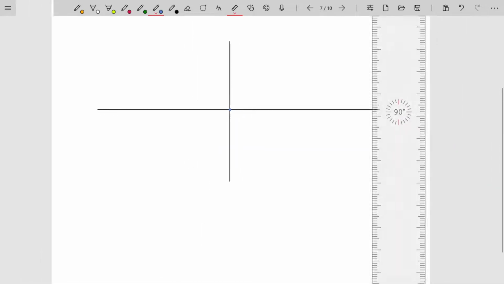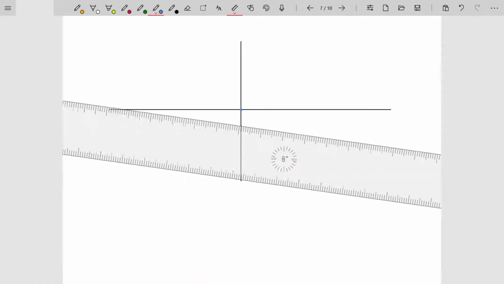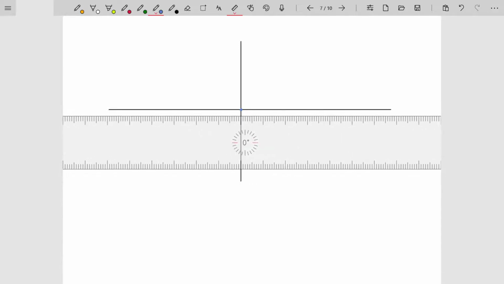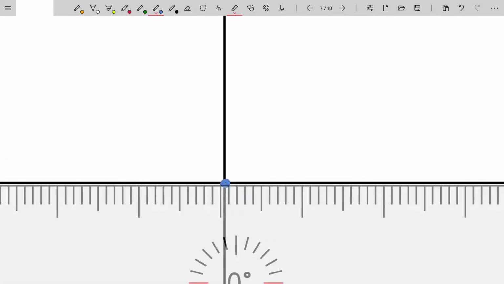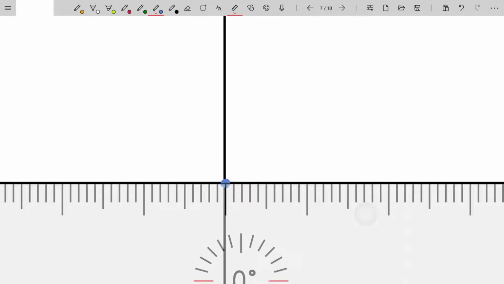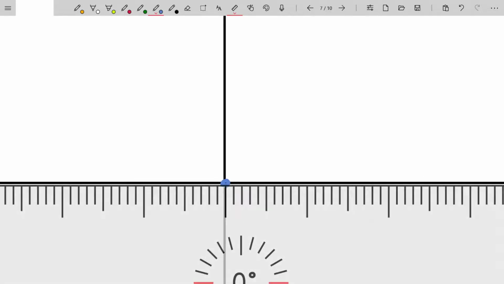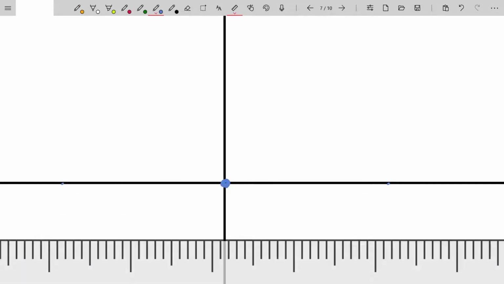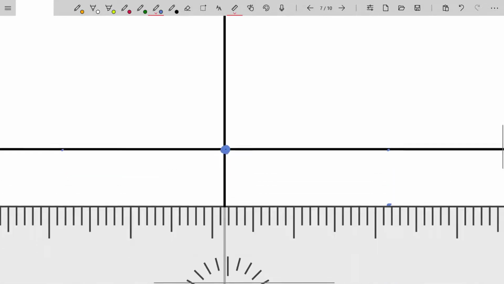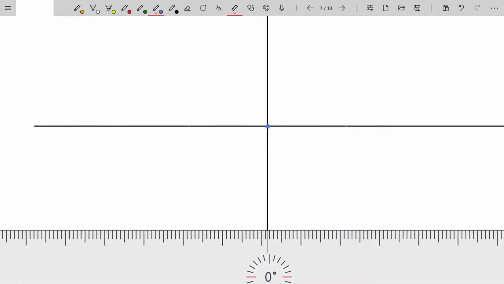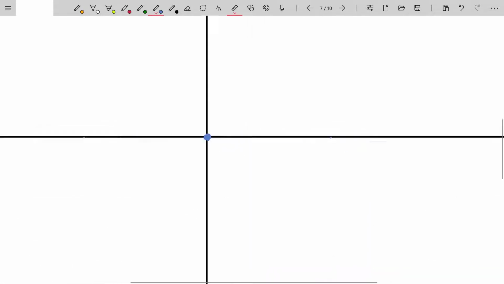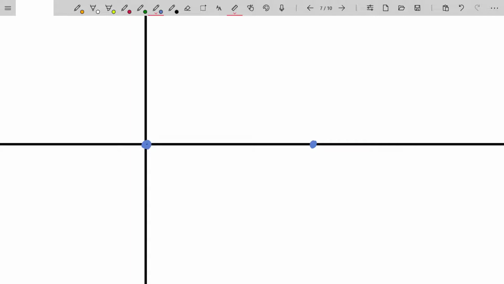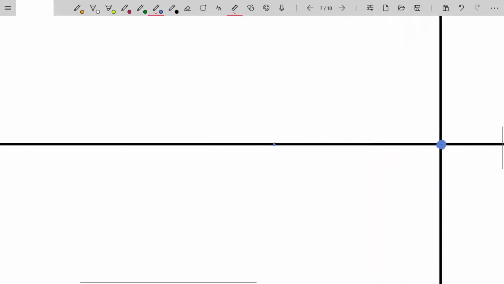Let's actually be somewhat accurate about this and involve my ruler. So 2 units to the left and to the right. Let me zoom in here. 1, 2, that's 2 units. So these are my vertices, and I can't leave that ruler on there because it'll block my pen. Let me scoot it down a little bit further. So there's one vertex at (2, 0), and the other vertex right here at (-2, 0).